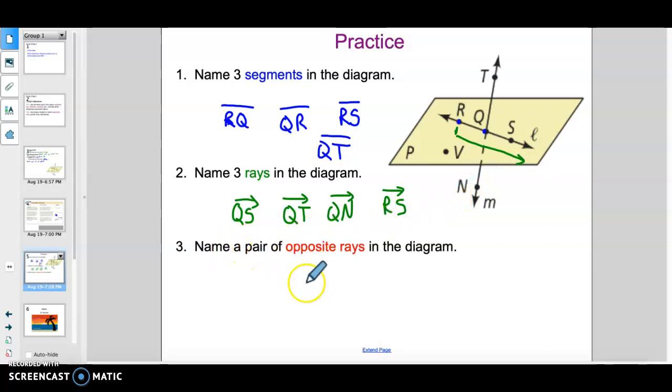Then a pair of opposite rays in the diagram would have to be some that start at Q. So we could say QR, and then opposite QR is QS. So QR and QS are going to be opposite rays. The other set would be QT and QN, because those both start at Q. One goes up, one goes down. So now that you've seen some examples, why don't you try the practice problems? And that is it for this week. Good job.